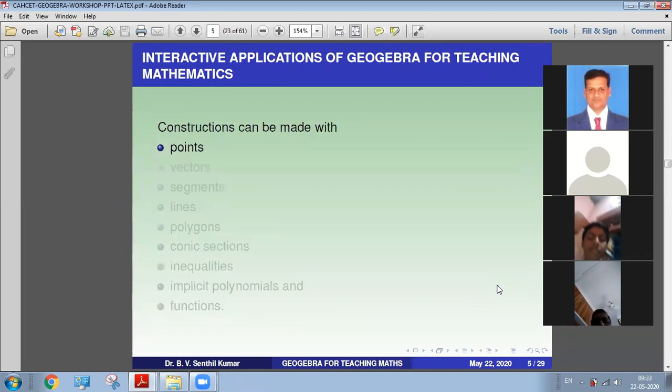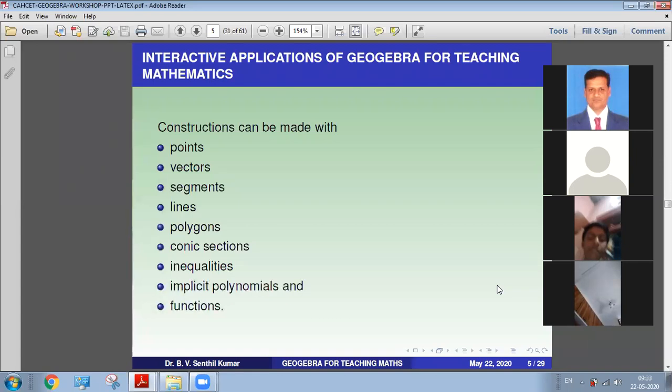We can construct various basic geometric shapes using GeoGebra. We can construct points, vectors, segments, lines, polygons, conic sections, inequalities, implicit polynomials, and functions.